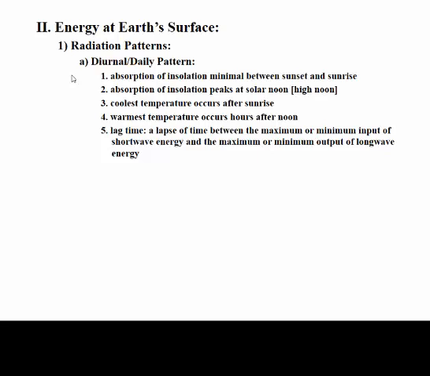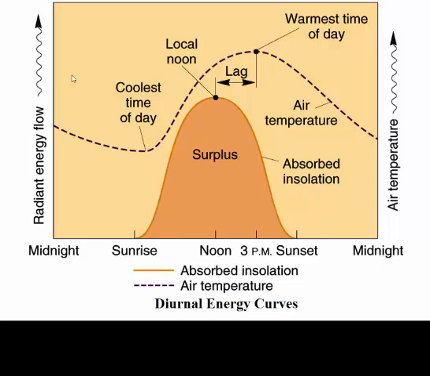We have diurnal, daily patterns between sunrise and sunset. Coolest temperatures occur after sunrise. Warmest temperatures occur hours after noon, not when we get the sun highest in the sky, because we have this absorbed insolation and this agglomeration or compounding effect.